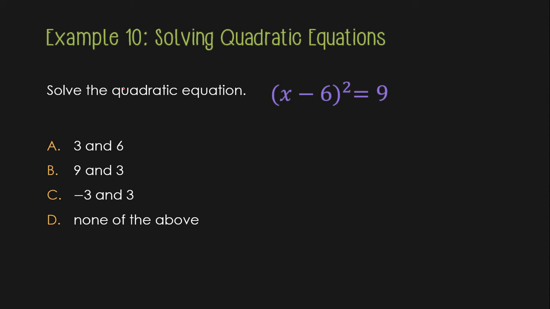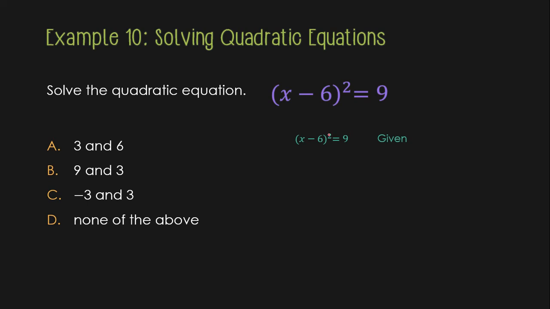All right, example 10, we want to solve quadratic equations. We have a quadratic equation here, x minus 6 all squared equals 9. Since this is set up nicely for us, we have a binomial that's already squared and it happens to be equal to a perfect square.